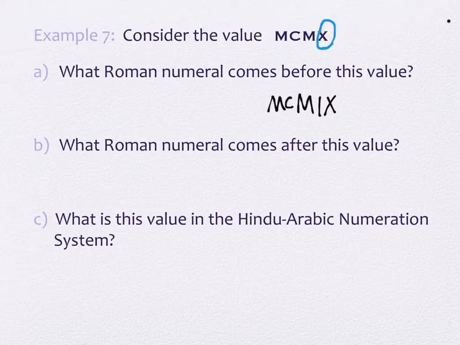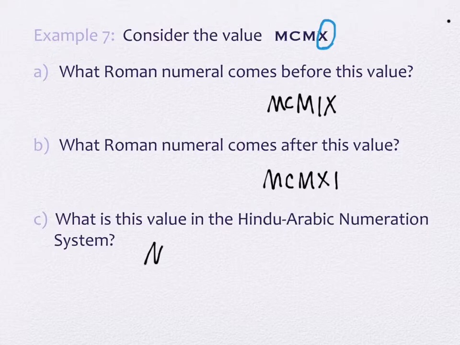All right. Next one. The next one says the number after. So again, the 10's at the end. What would be after a 10? 11. So how would I represent that for the Romans? XI. So the symbols are actually the same, but the order is quite different, and it means something different too. MCMXI. And then what is this value in Hindu Arabic?